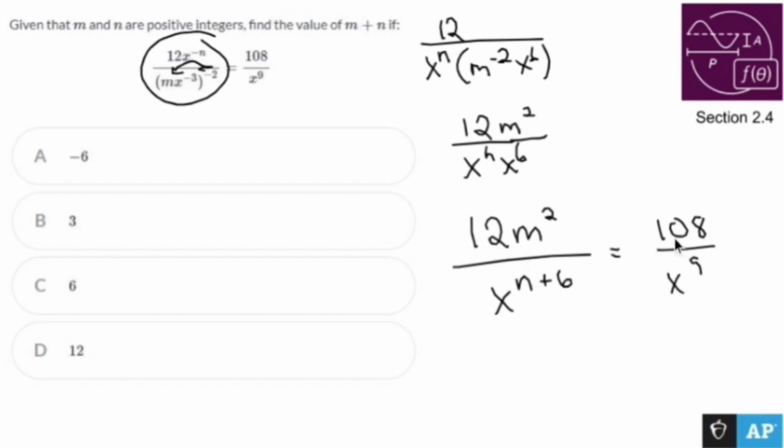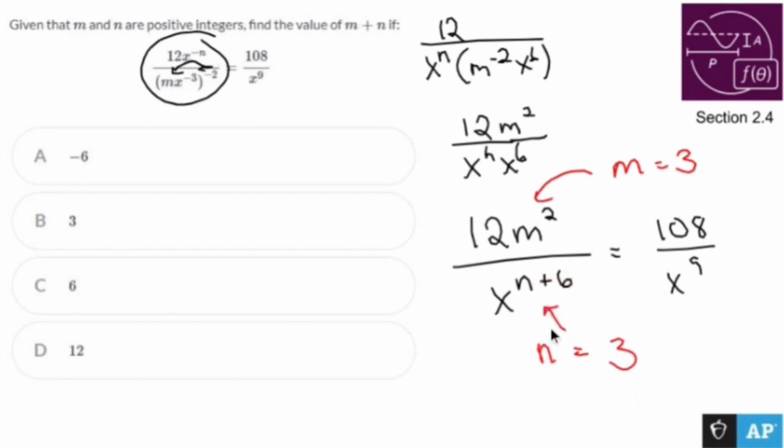12 times what is 108? 12 times 3 squared is 108. 12 times 9 is 108. That would make m 3, because 12 times 3 squared is 12 times 9, which is 108. Great. If I were to replace n with 3, I would get 3 plus 6, which is 9.